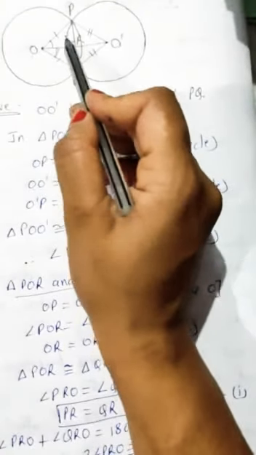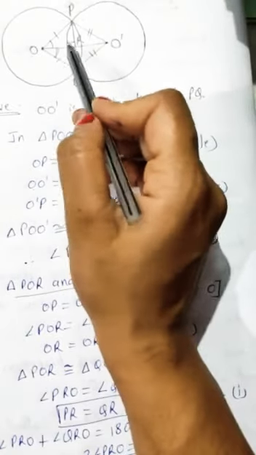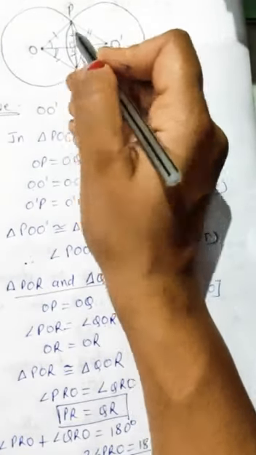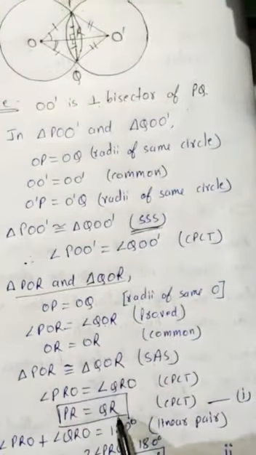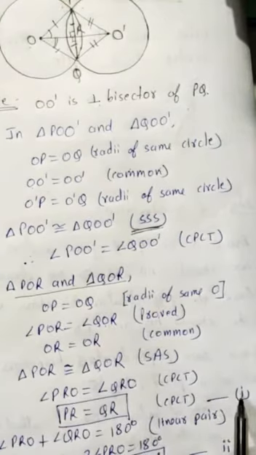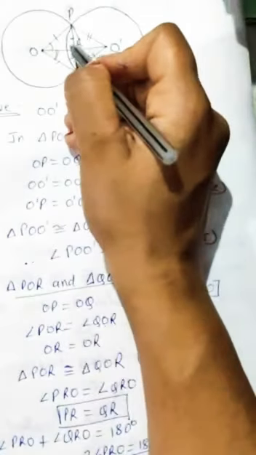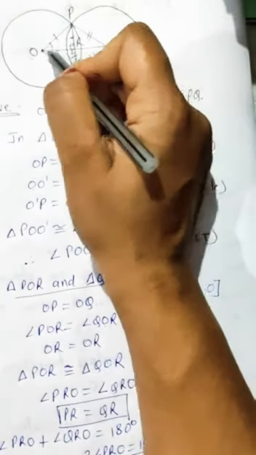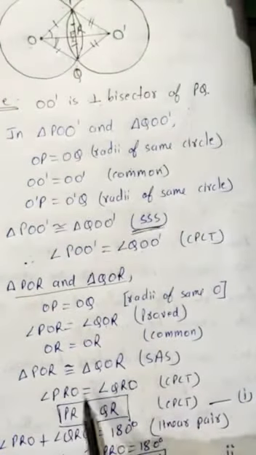So these two triangles also become congruent. And when these two triangles are congruent, you can write that this side is equal to this side, CPCT. Okay, PR is equal to QR. Give this equation number 1. And then you can write this angle is equal to this angle, PRO is equal to QRO.